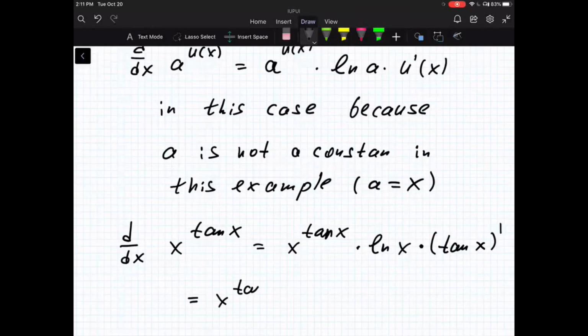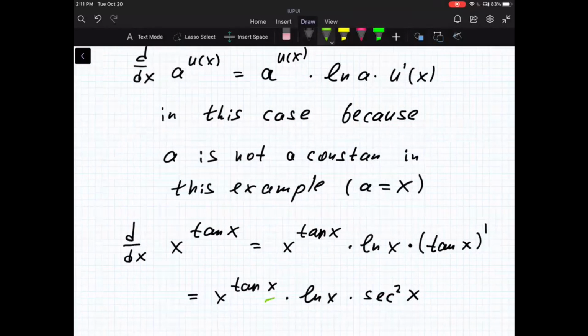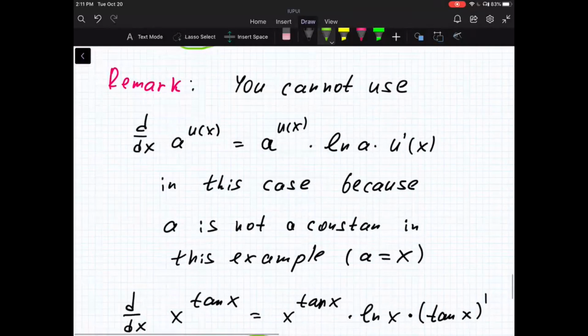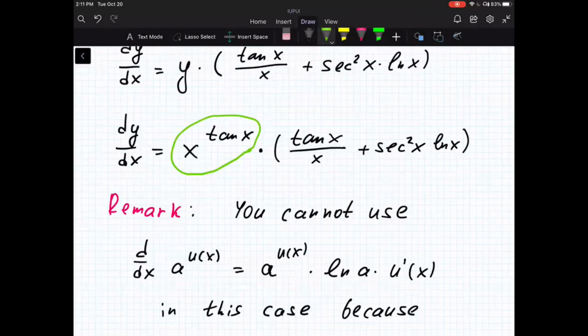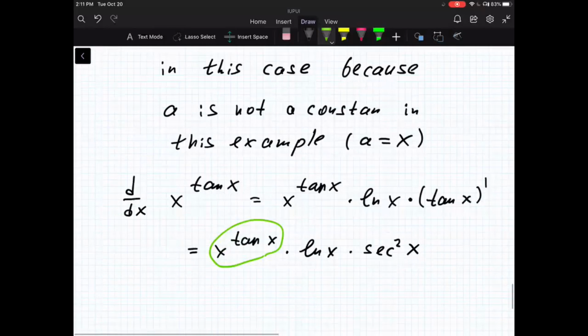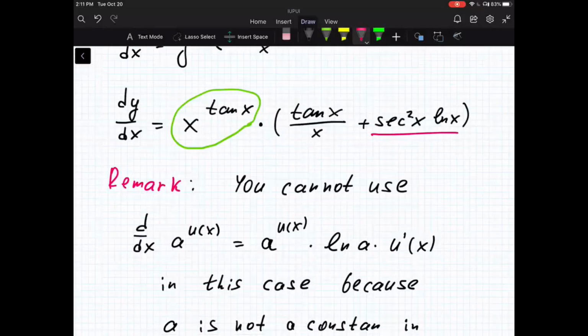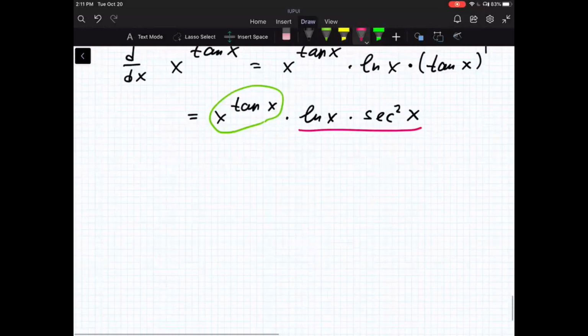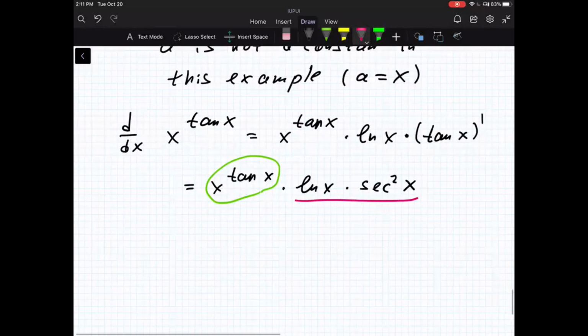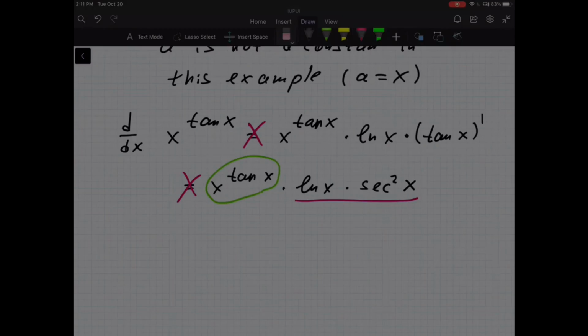that will be x to the power tangent of x times logarithm of x times secant squared of x, right? So again, this part is the same as in the right answer, but this part represents only half of the stuff in the parentheses. So there is no tangent of x over x in this formula. So that's why you cannot use it.